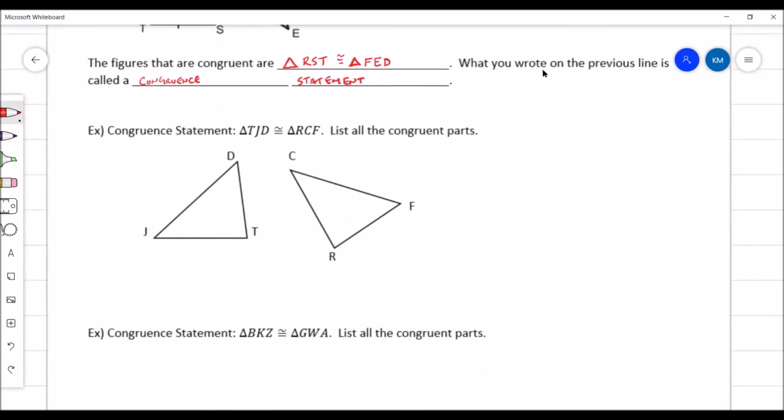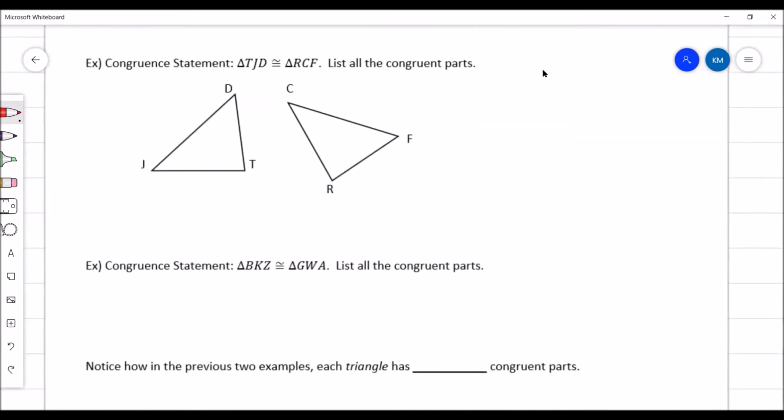Okay, so looking here, using that, it says, here's our congruence statement. Triangle TJD is congruent to triangle RCF. List all the congruent parts. Okay, so when we look at all the congruent parts, we're going to talk about angles and sides. With this statement, I'm going to make markings similar to what we had in the previous problem so that I can see this a little bit easier.